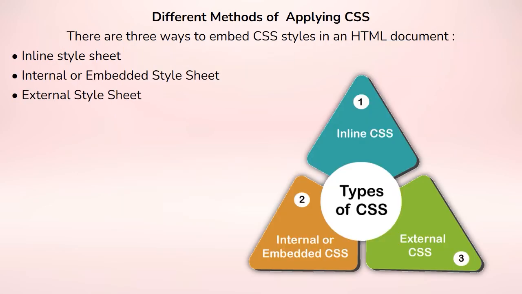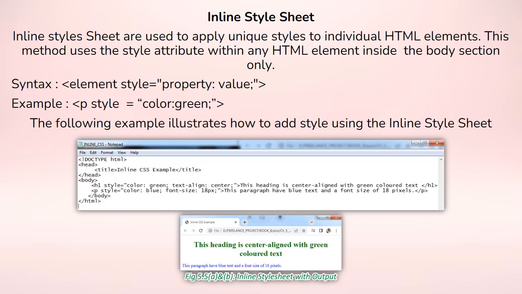Different methods of applying CSS. There are 3 ways to embed CSS styles in an HTML document: inline style sheet, internal or embedded style sheet, external style sheet. Inline style sheet. Inline style sheets are used to apply unique styles to individual HTML elements. This method uses the style attribute within any HTML element inside the body section only. Syntax. Example. The following example illustrates how to add style using the inline style sheet.